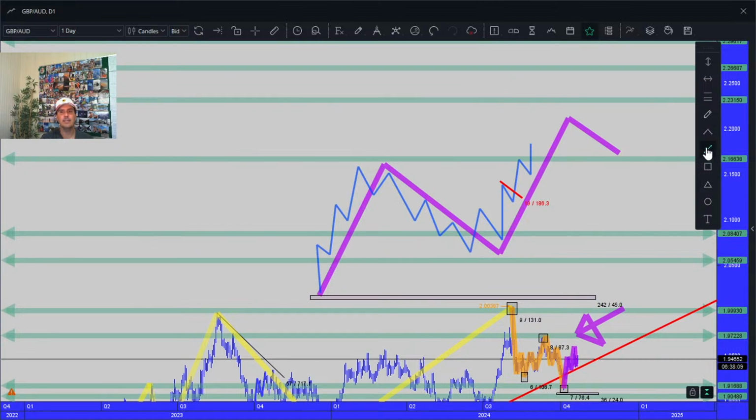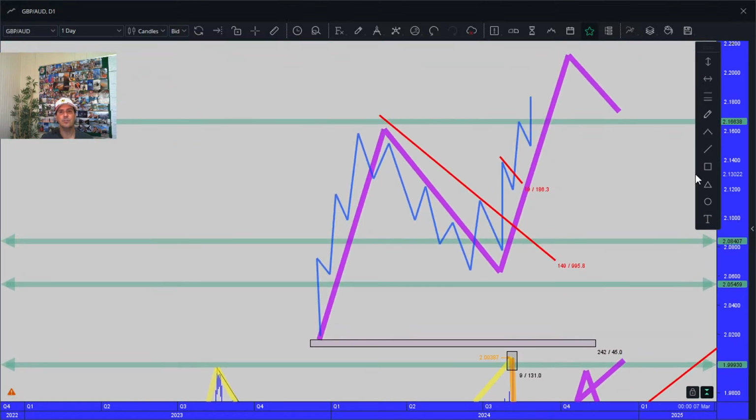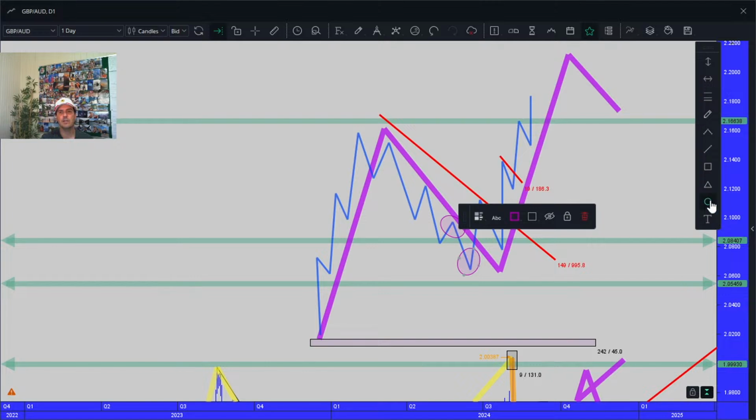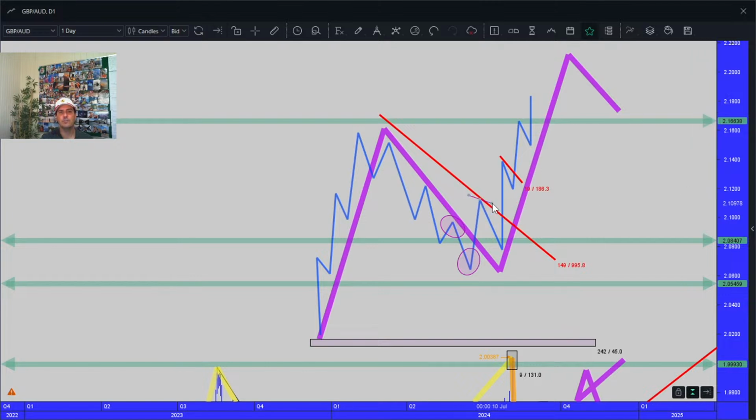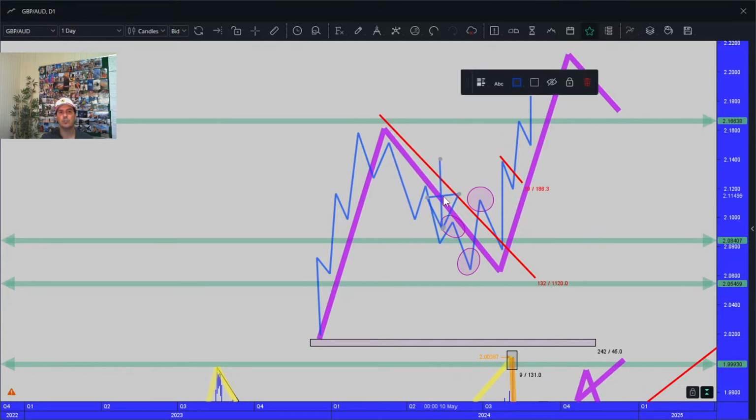Why not? The entry on the violet was in here. This was the relevant high on the downtrend. This was the relevant low on the short-term downtrend. This was the first higher high. This was the end of the retracement when the market changed direction of the short-term trend. Alright, this was the entry on the violet.